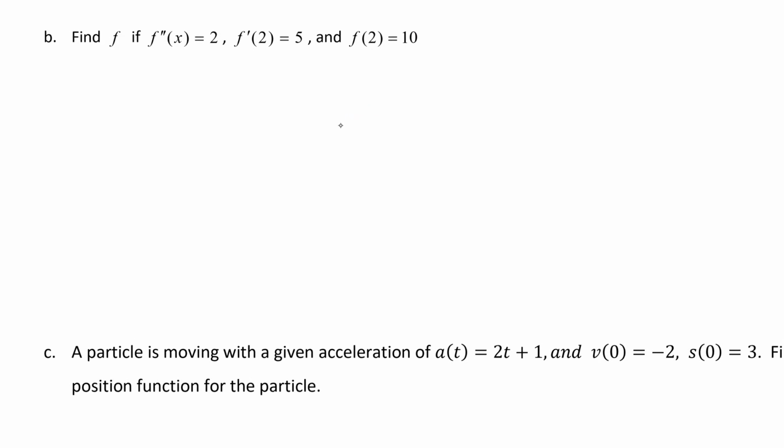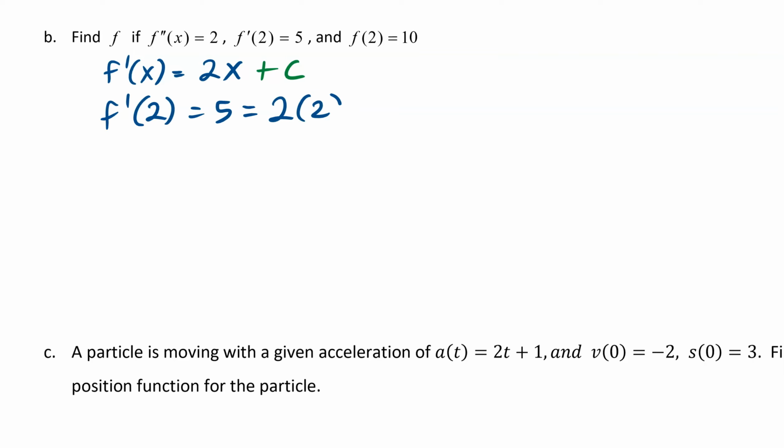So let's find first our first derivative. So if we start with a constant, we know it's 2x plus c. So if I take and I plug in my 2, I should end up with 5. So this would be 2 parenthesis 2 plus c. So that's 5 equals 4 plus c. And then subtracting the 4 over, we end up with 1.